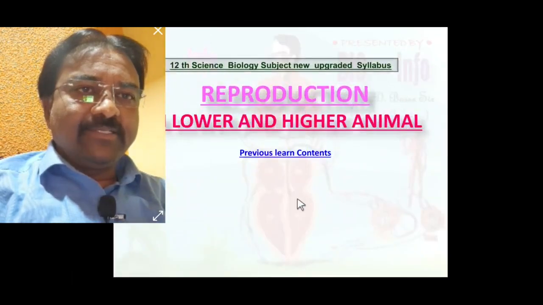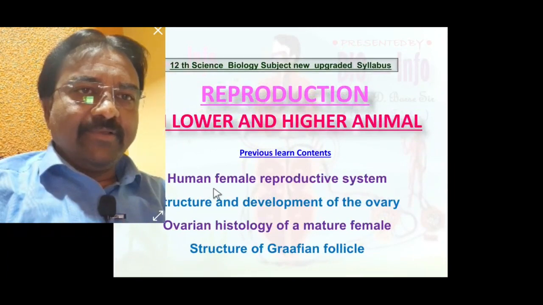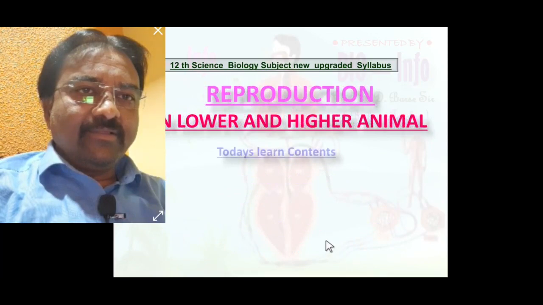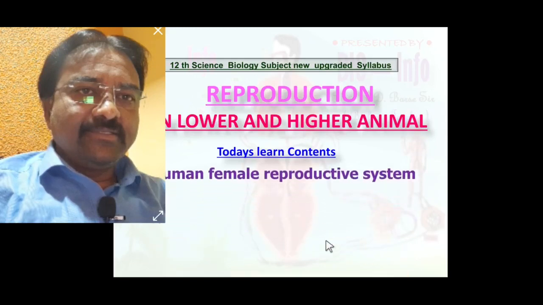In the previous lecture, we discussed the human female reproductive system. In that, the structure and development of the ovarian histology of a mature female, and the structure of the Graafian follicle. Now today we learn some more topics.